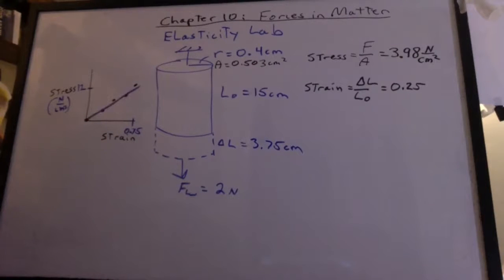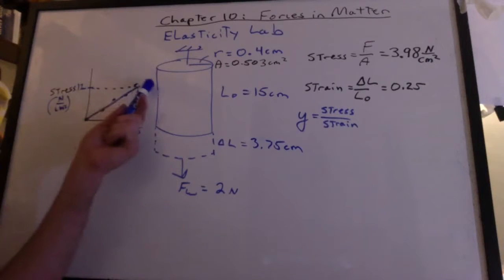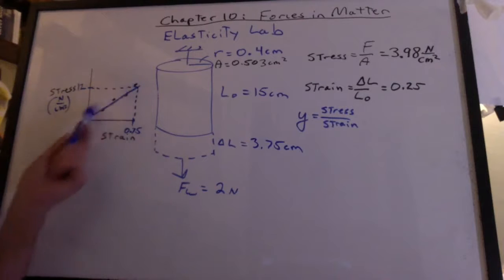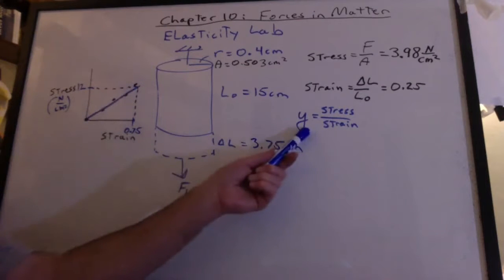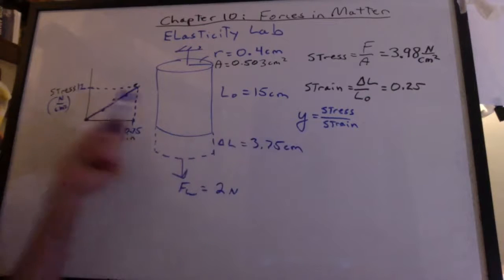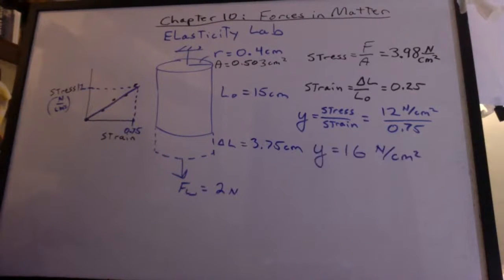I draw on a best fit line. So I've numbered the axes, draw the best fit line. We have a couple of points above and below, and we're going to find the slope of that line to get the Young's modulus. It's simply the stress over the strain read off the graph, not using the actual data points, using the slope of the best fit line. And that gives me 12 newtons per centimeter squared over 0.75, which is 16 newtons per centimeter squared.